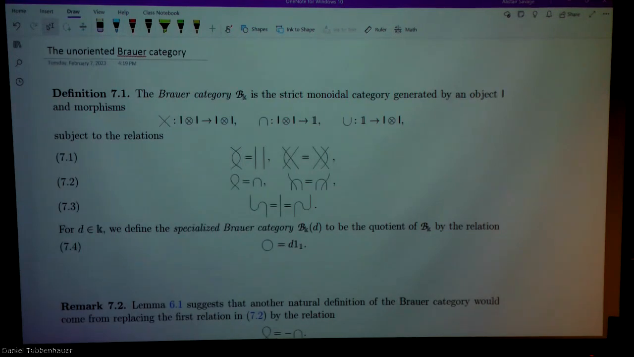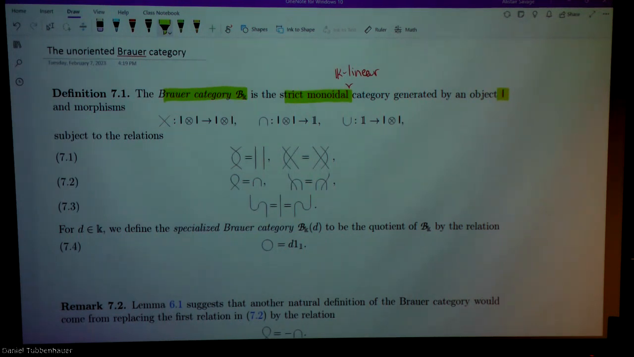So now we can play the same game that we played before. We can define a universal category with these properties. And so last time we spent quite a bit of time motivating the definition. So here I'm just going to skip to the definition because the motivation, the way you would come up with this, is sort of the same as what we did before. And what you get is the Brauer category, which is probably even more well known maybe than the oriented Brauer category. So it's the strict monoidal, and I keep forgetting the word, k-linear category generated by a single object.